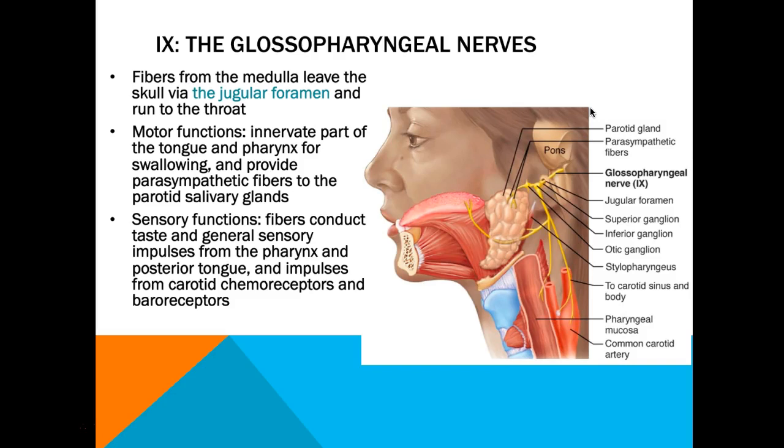Our sensory functions will be to conduct taste, specifically from the posterior 1/3 of the tongue, and also general sensory impulses from the pharynx and posterior tongue, and impulses from our carotid chemoreceptors and baroreceptors that we learned in the previous quarter.